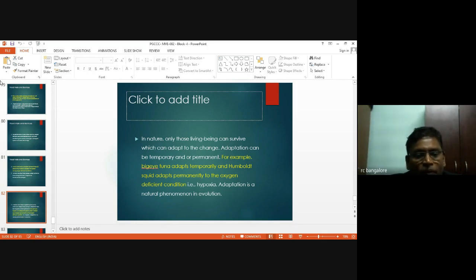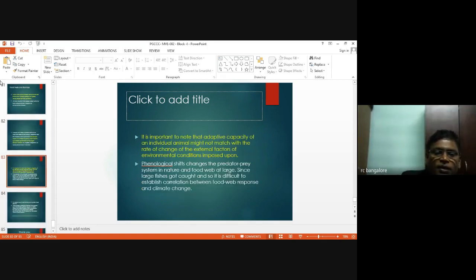For example, bigeye tuna adapts temporarily and Humboldt squid adapts permanently to oxygen deficient conditions. These species will adapt according to the prevailing environmental conditions. It is important to note that the adaptive capacity of an individual animal might not match the rate of change of the external environmental factors imposed upon it. So in many species, adaptation is very difficult and they may not adapt to the changing environmental conditions. In due course of time, those that do not match the changing environmental factors will go extinct.